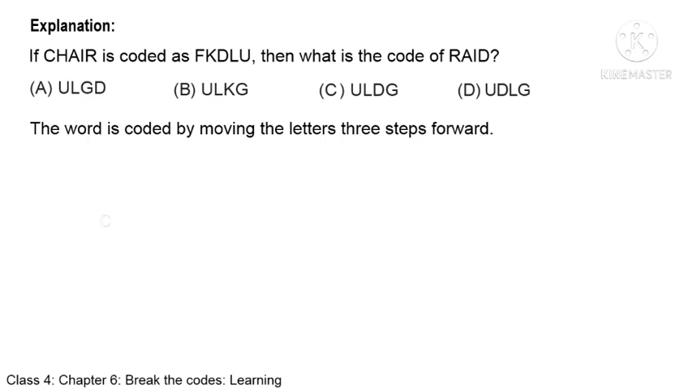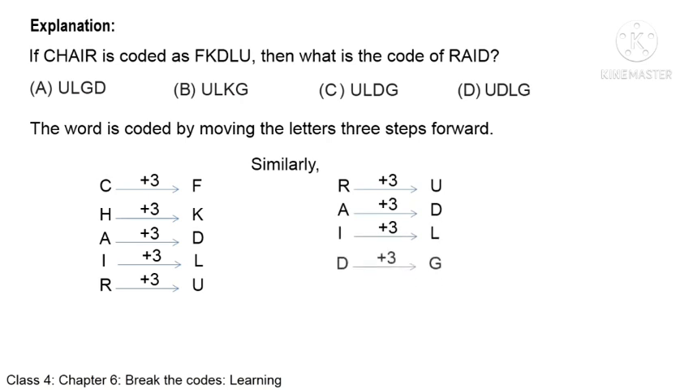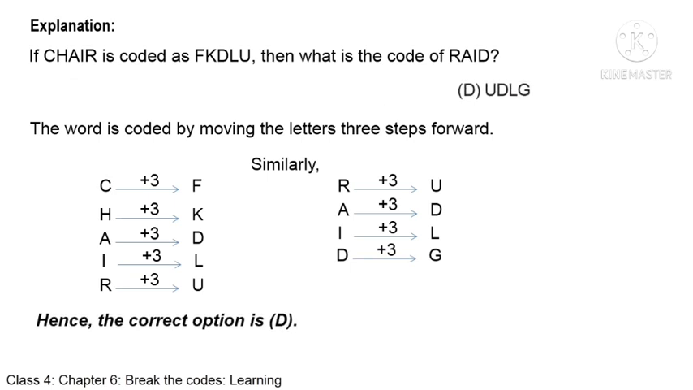Therefore, C plus 3 is F, H plus 3 is K, A plus 3 is D, I plus 3 L, R plus 3 U. Similarly, R plus 3 U, A plus 3 D, I plus 3 L and D plus 3 G. Hence, the correct answer is option D.